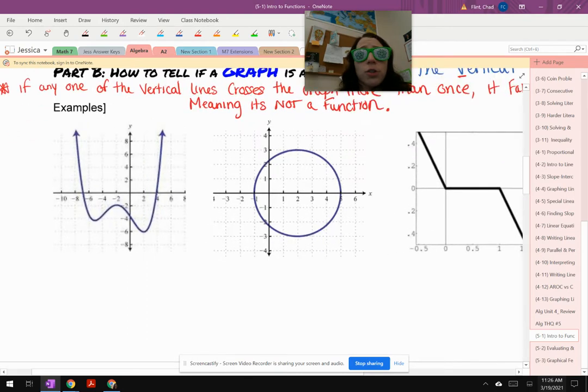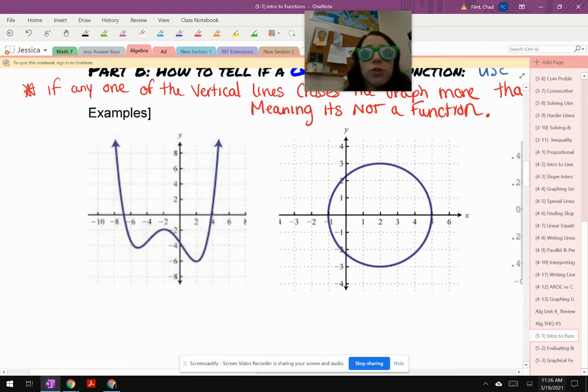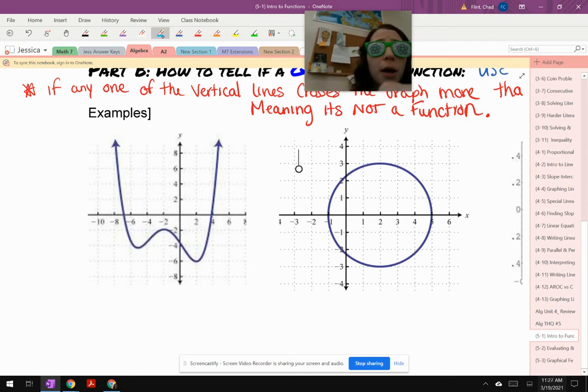So the important thing when you're using the vertical line test is to make sure that you're showing it in the graph and to make sure that you're drawing more than one vertical line, because it might change depending on where you draw your vertical line. So I'm going to use blue.